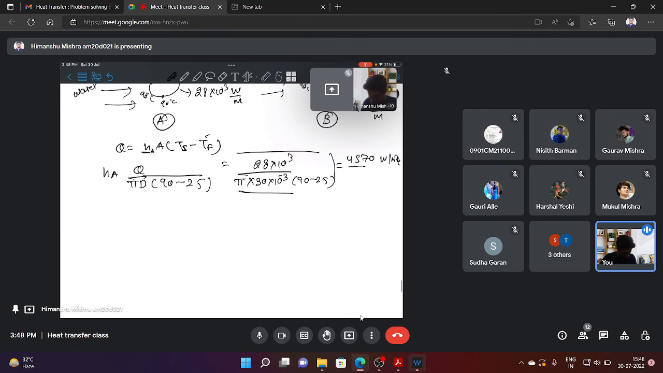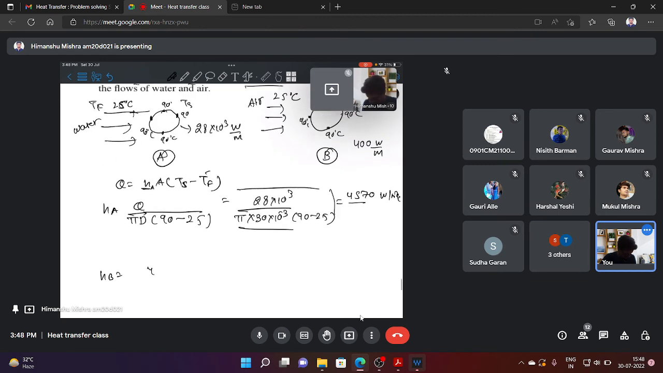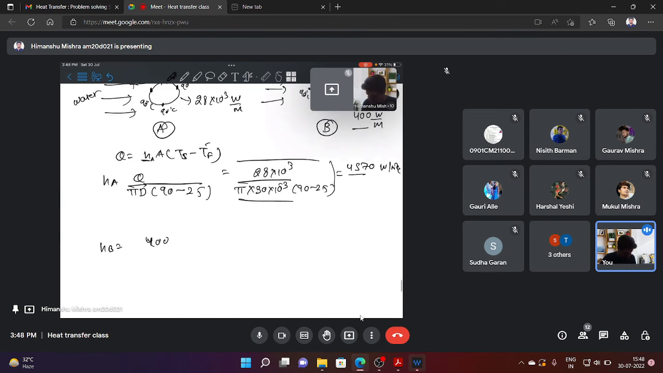Similarly, for case B, I can write from the same expression 400. This is my heat transfer in case B, pi d. I can directly substitute. So this will be 30, 90 minus 25. So in this case, my heat transfer coefficient will be 65, per Kelvin, or the Celsius. We have considered the Celsius.